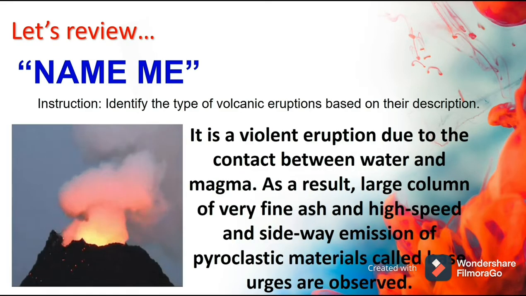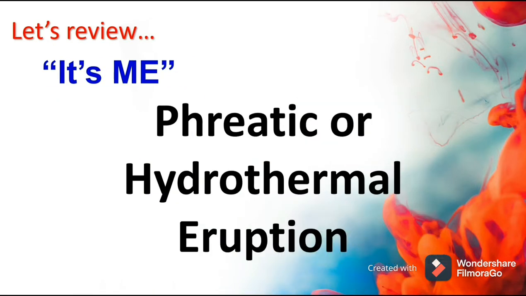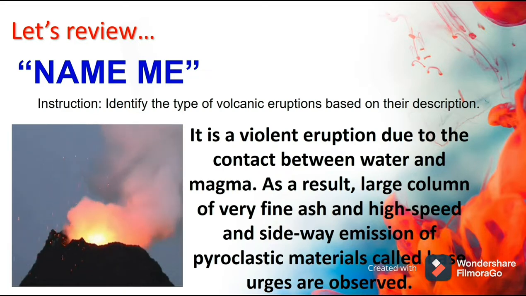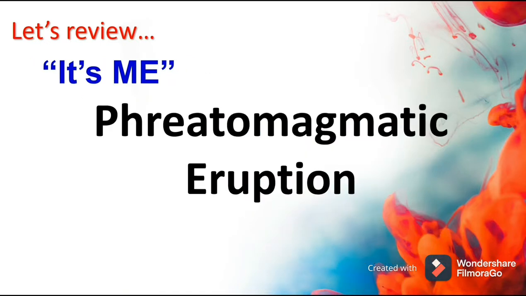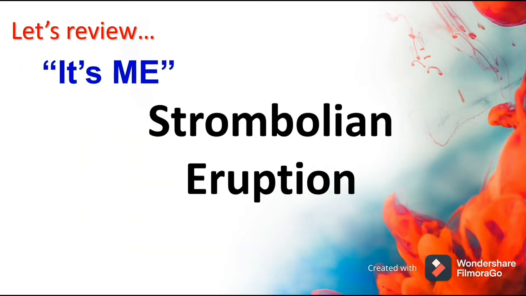Next, it is a violent eruption due to the contact between water and magma. As a result, a large column of very fine ash and a high speed and sideways emission of pyroclastic materials called base surges are observed. What is your answer? If you answer phreatomagmatic, then you are correct. Very good, students. And lastly, it is a periodic weak to violent eruption characterized by fountain lava. The correct answer is Strombolian.